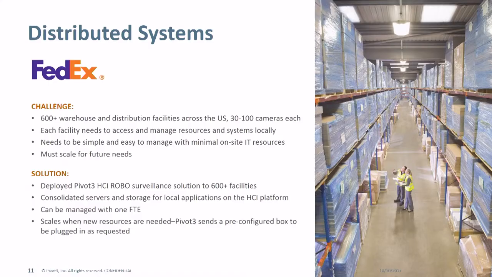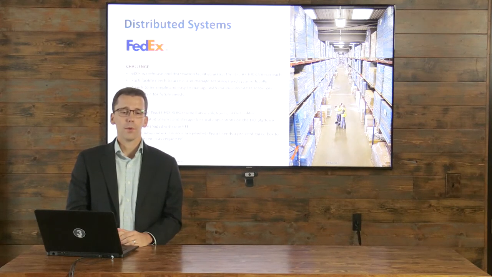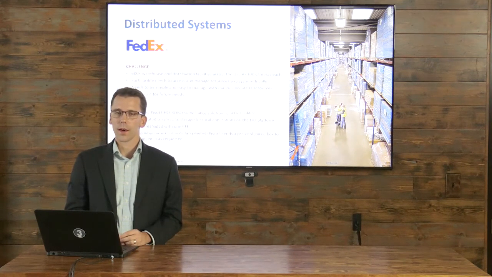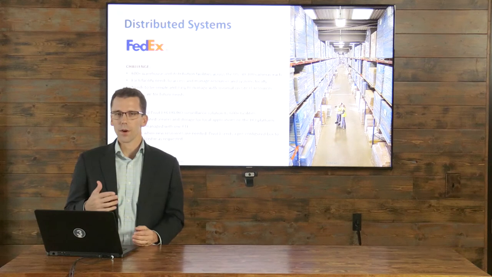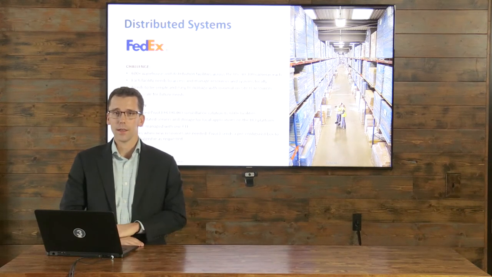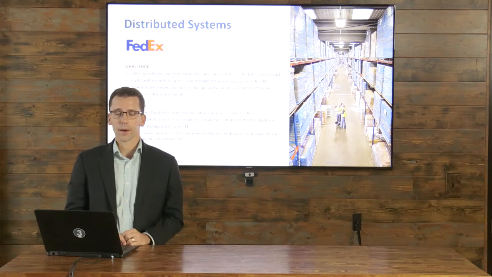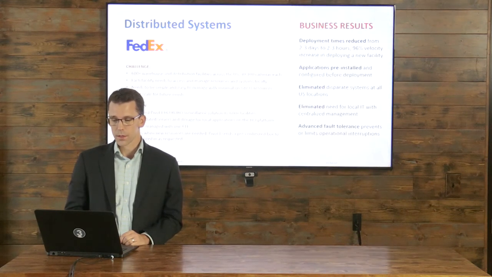On the other end of the spectrum, FedEx Ground has us deployed in about 800, I think now it is, warehouse and distribution facilities in the U.S. And these are relatively small deployments, anywhere from 30 to 100 cameras per facility typically. And while we started out doing video surveillance storage for FedEx, since that time they've realized they're able to take our infrastructure and put other types of applications on it. So now they're running their warehouse management systems. I think they have email servers running and a number of other systems that run in each one of their warehouses that, by the way, don't have any local IT resource. And it's all running on the back of the same video surveillance infrastructure that's there.